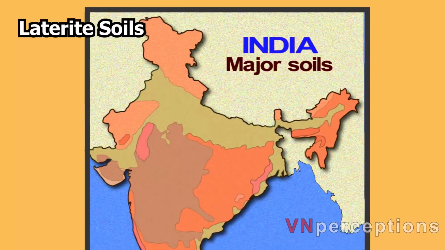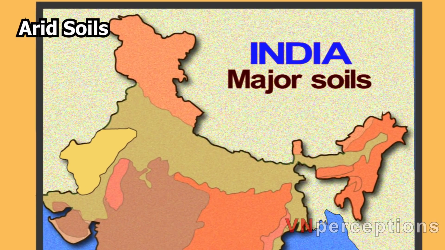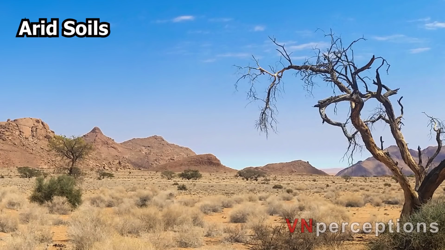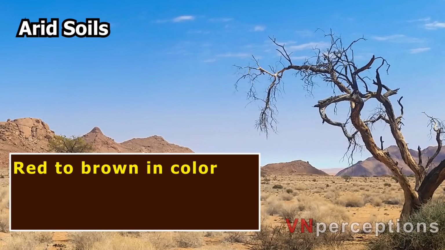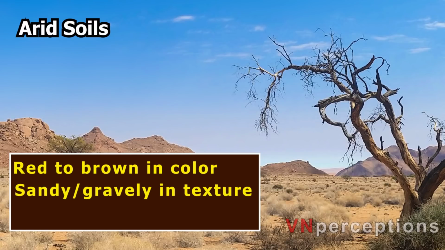Coming to the next soil, and that is arid soils. These soils are derived from the disintegration of adjacent rocks and are largely blown from coastal regions and the Indus Valley. Arid soils are characteristically developed in western Rajasthan, which exhibits characteristic arid topography. Arid soils range from red to brown in color. Now, they are generally sandy to gravelly in texture and have a high percentage of soluble salts. These soils are saline in nature.